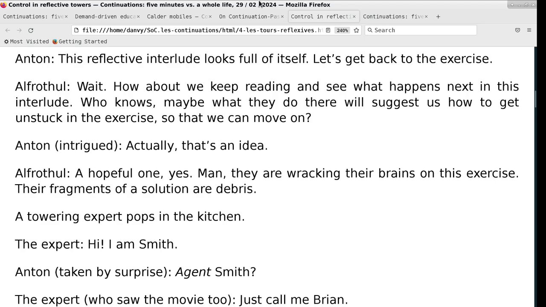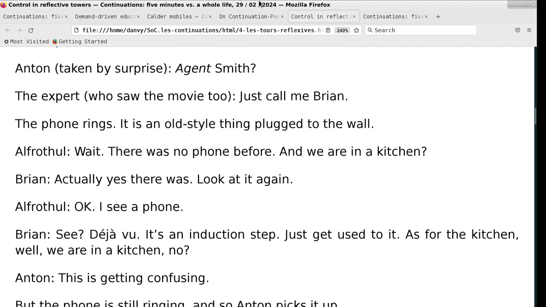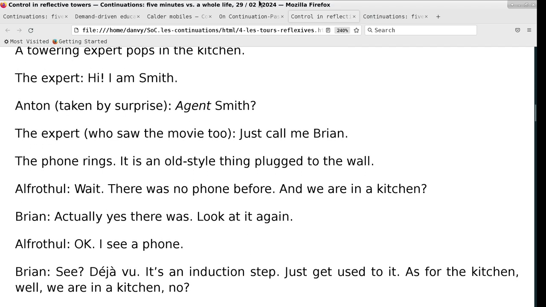A towering expert pops in the kitchen. Hi, I'm Smith. Agent Smith? Just call me Brian. The phone rings. It's an old-style thing plugged to the wall. Wait, there was no phone before. And are we in the kitchen?